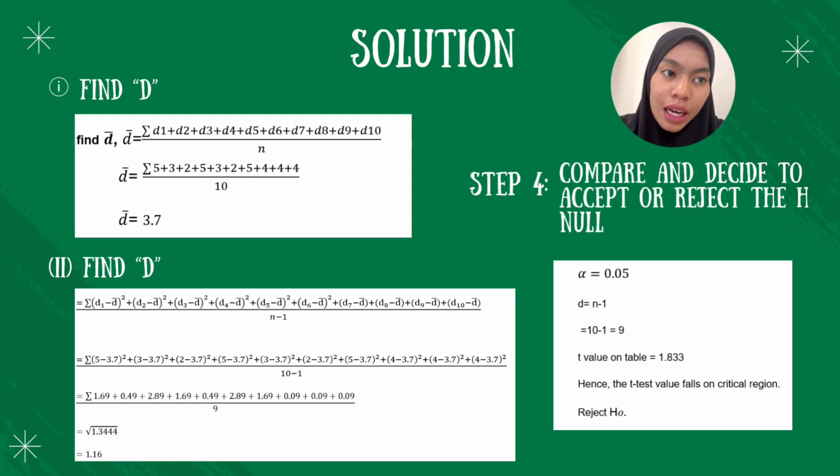So next, how to find D? We can find D with the formula for calculating the mean. We just need to put in all these values and divide by the number of samples, which is 10. After we put in the D values and divide by 10, we find the value of D is 3.7. Next, we need to find the standard deviation first before we can proceed to the test statistic.